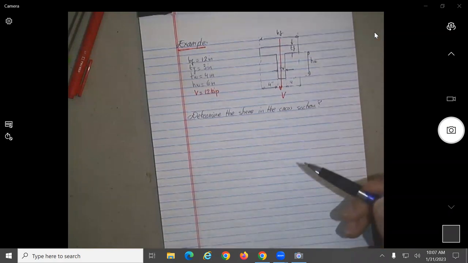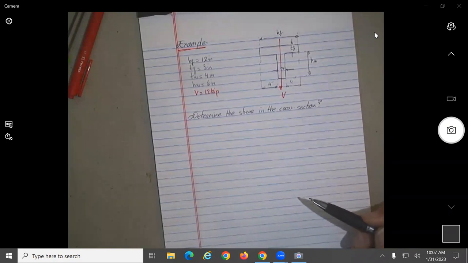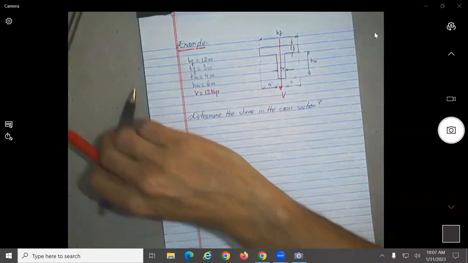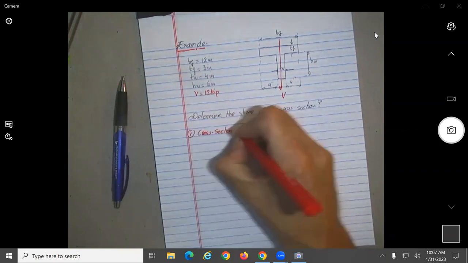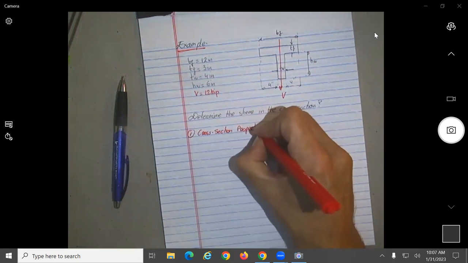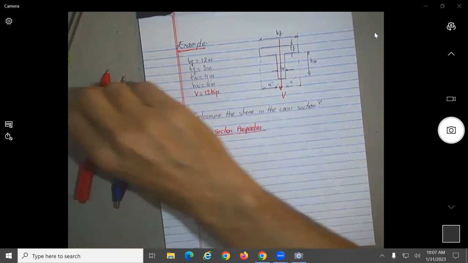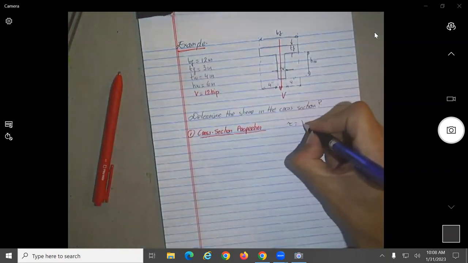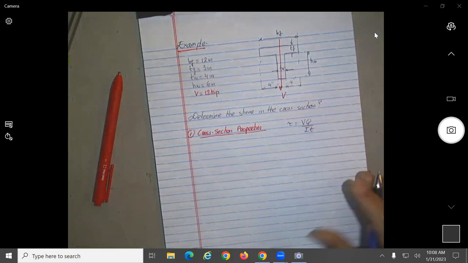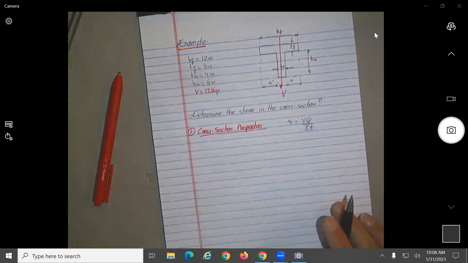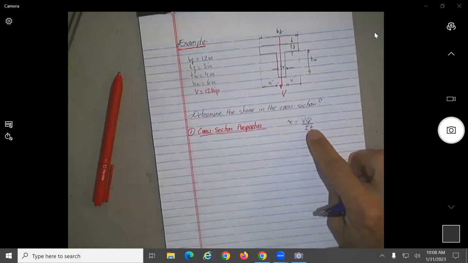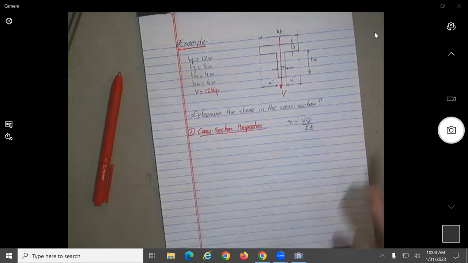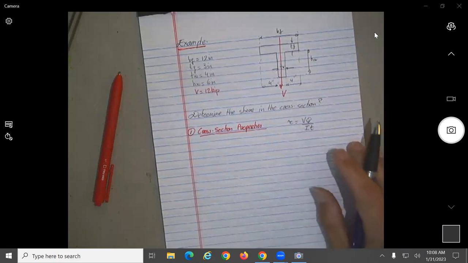Okay, so now you do this part over here, you take the cross section. So we need to calculate over here. Since I like to do steps, first let's talk about cross-section properties. So let's recall, what is the equation we need to use? VQ over IT. So what is the first thing we need to find? We need to find what is I and T. I is based on the cross-section. So in order to find the I, what is the first thing we need to do? What is that reference line we have been using all the time? Neutral axis. We need to find the location of the neutral axis.